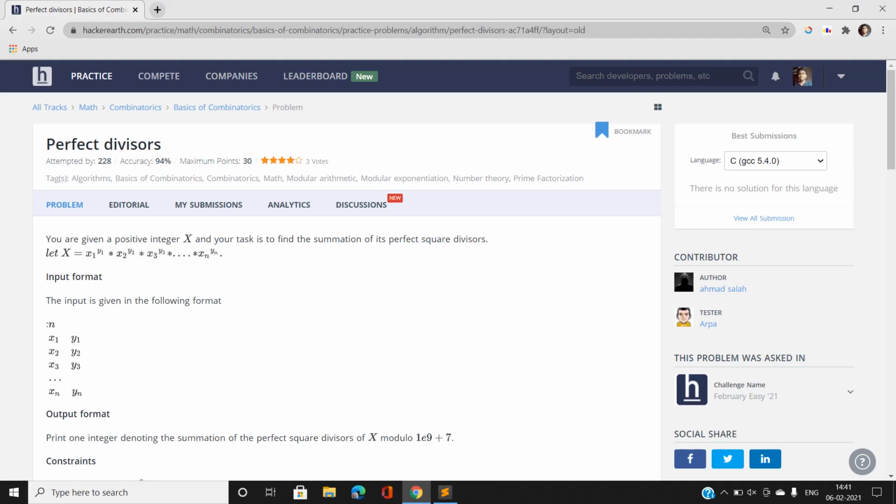Let's move on to the problem statement. The tags associated with this question are combinatorics and modular exponentiation. I've also mentioned my video on binary exponentiation in the description, so do watch that also for clarity of the question. So let's move further.